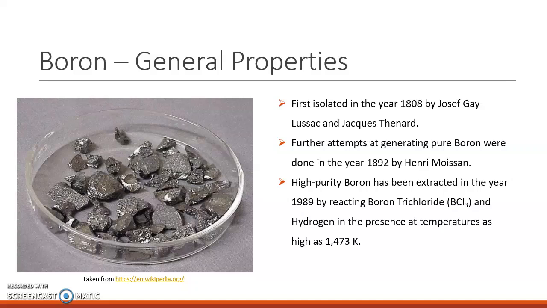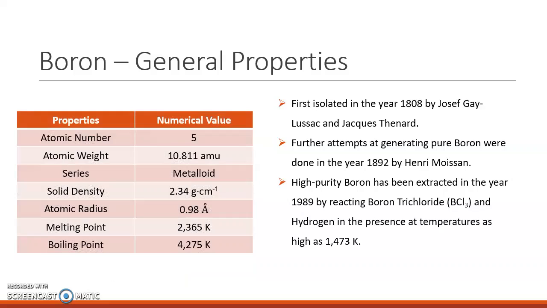On the left, you'll see that boron generally has a blackish-brown color, and is in solid state at room temperature and standard pressure. Based on the table presented on the slide, boron is a metalloid having an atomic number of 5, an atomic weight of 10.911 atomic mass units, a density of 2.34 grams per cubic centimeter, an atomic radius of 0.98 angstrom, and melting and boiling points of 2365 and 4275 Kelvin, respectively.